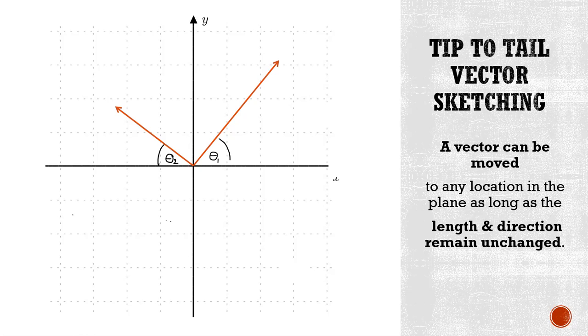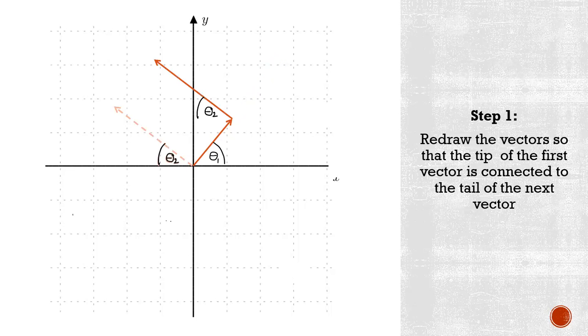So that said, if I want to add these two vectors together, the tip to tail method says, let's say this is vector 1. I want the tip of this vector and the tail of vector 2 to connect. So we can do that.